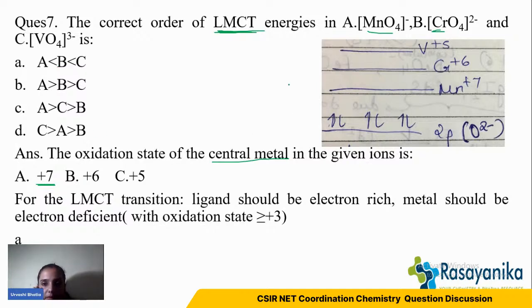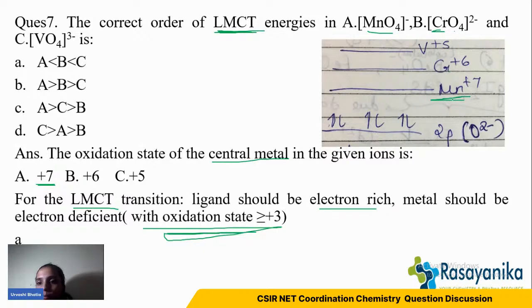Now, in this image, you can see. Now, what is the condition for ligand to metal charge transfer? The ligand should be electron rich, which is present here, the oxygen, oxo, O2-, and the metal should be electron deficient, okay, with the oxidation state greater than or equal to plus 3. This is important, okay, you have to see this. So the metal should be electron deficient, okay. So now we know that this manganese has a charge of plus 7.